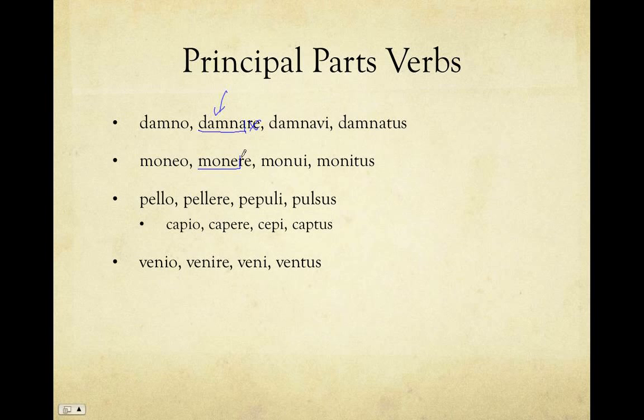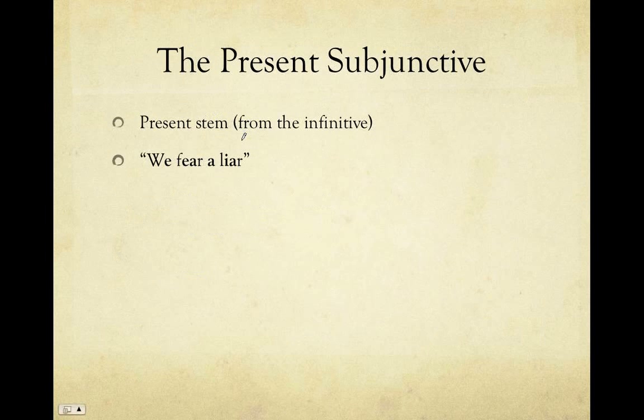Monere, to warn, drop off the re, it's mone. Pello, to drive, is pel, with a short e. Capio, to seize, again, but keep the I in there. That I is part of the stem. And venio, to come, fourth conjugation, veni. Now, once you have that stem, for the subjunctive you can sort of ignore the stem vowel. Just know what conjugation it belongs to.